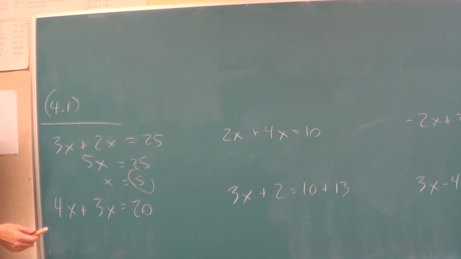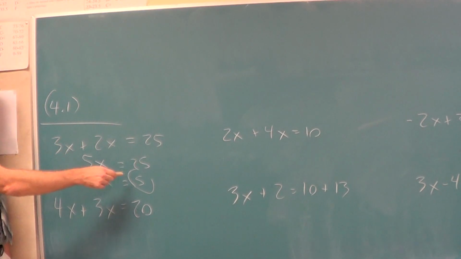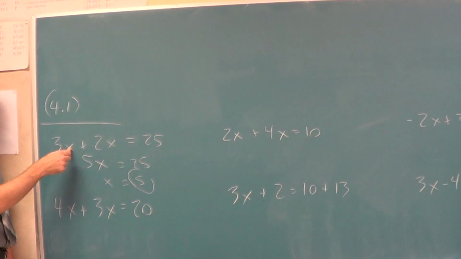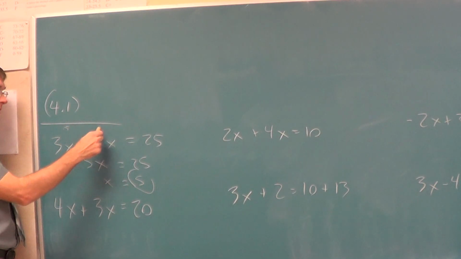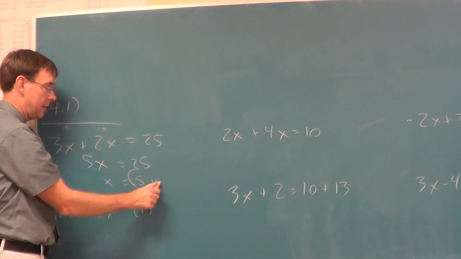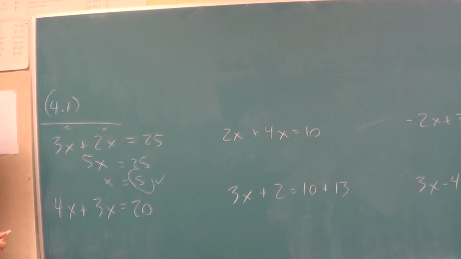You can still check. Checking is still a good idea. How can we check? Put it in. 3 times 5 is 15. 2 times 5 is 10. 15 plus 10 is 25. And if you do the right thing, that should just work out just like that. Question about that?